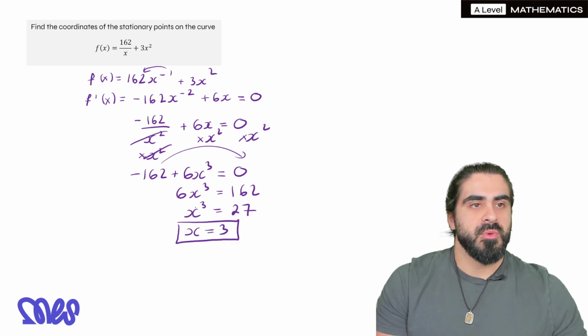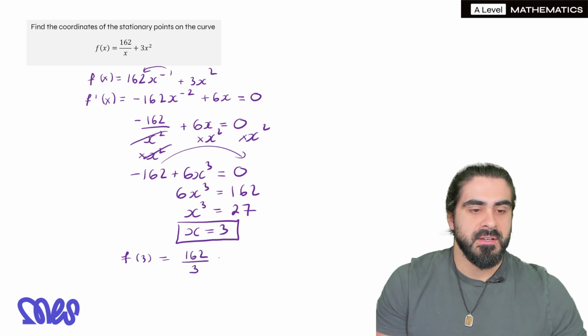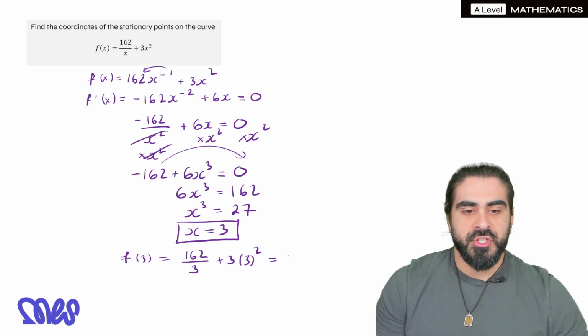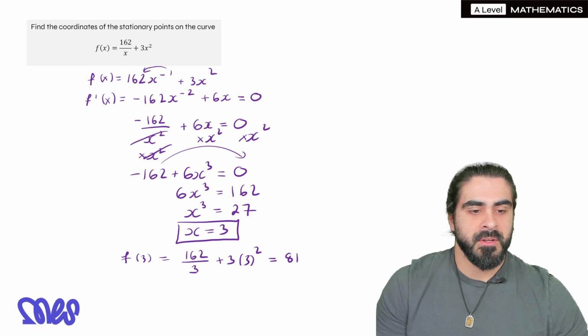Now the last thing we want to do is find the stationary point. So we need to find the y value. We're going to sub in f of 3, which will be 162 divided by 3 plus 3 lots of 3 squared. And we could put that in the calculator, and you get 81. So our stationary point here, singular, is (3, 81).